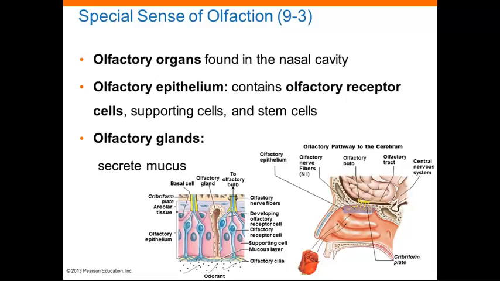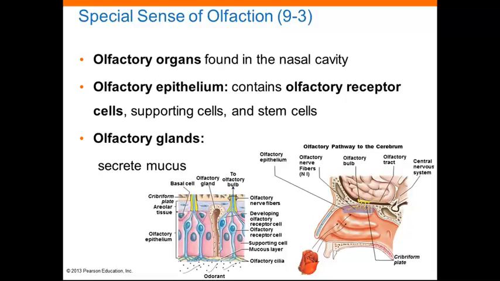The next section in your textbook looks at the sense of smell, or olfaction. And this is provided by a pair of olfactory organs. These are located in the nasal cavity on either side of the nasal septum, pictured here. Each olfactory organ consists of olfactory epithelium, which contains olfactory receptor cells. This is pictured in the enlarged portion. In addition to olfactory receptor cells, you also have supporting cells and a regenerative basal stem cell layer. The underlying areolar tissue contains large olfactory glands.